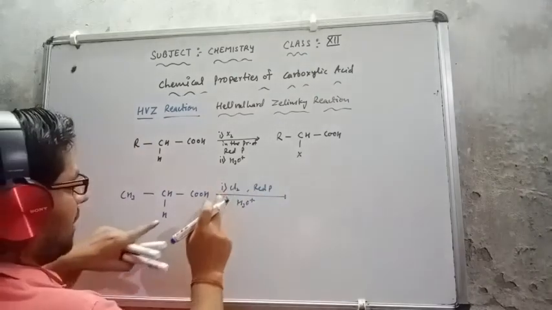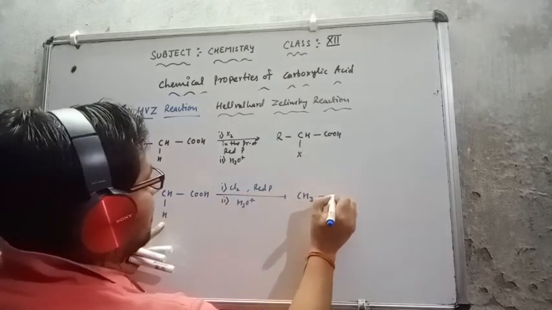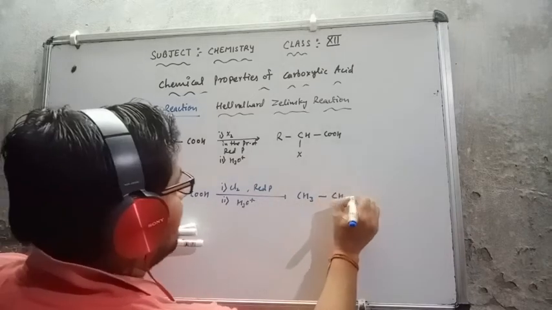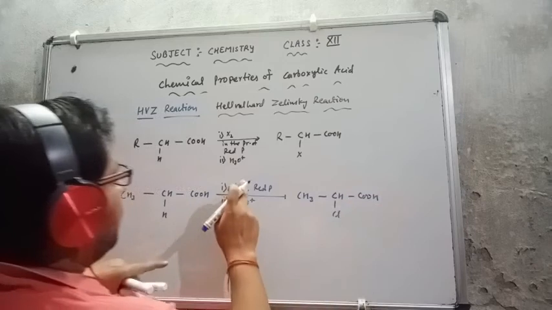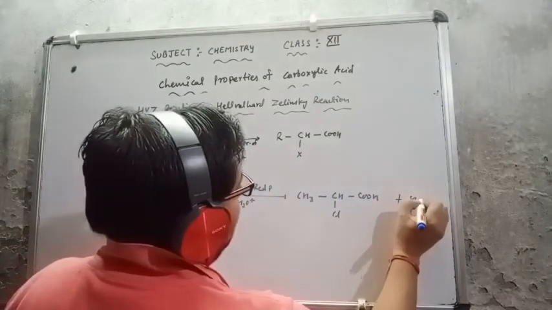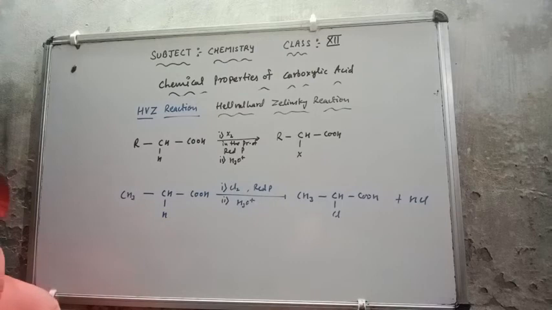Then this Cl replaces the alpha hydrogen, so it will give us CH3-CCl, with this H attached as it is, then COOH. Whatever Cl is left reacts with H to release HCl. So this is the reaction which is known as the Hell-Volhard-Zelinsky reaction. Now after this reaction, I am going to discuss with you the electrophilic substitution reaction.